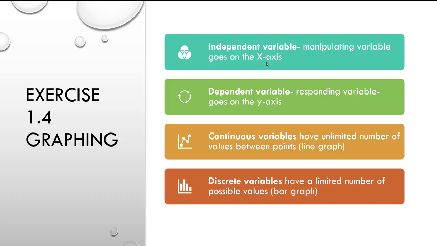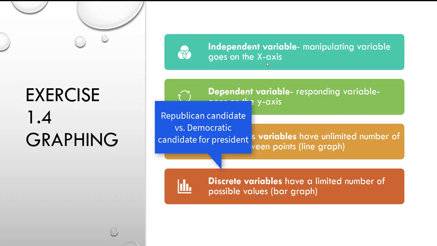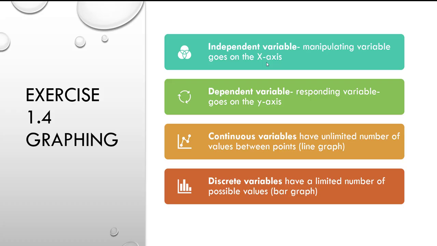So for example, let's say that I was taking a poll of the people that were voting for the two different presidential candidates. Okay, so we have the Republican presidential candidate versus the Democratic presidential candidate. Well, there's only two choices. There's no in between. There's no half Republican, half Democrat president possibility. There's only these two candidates. So I can't connect the dots there. That would be an example of a discrete variable.